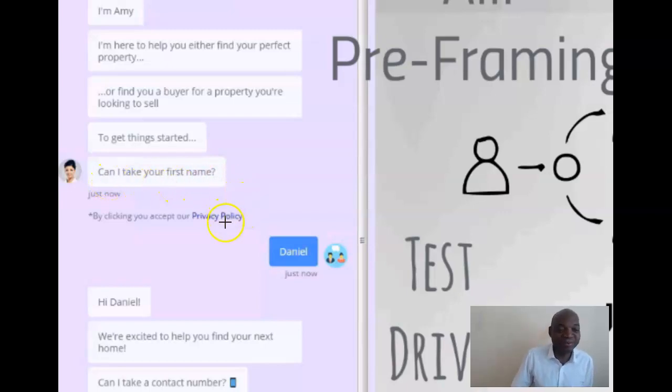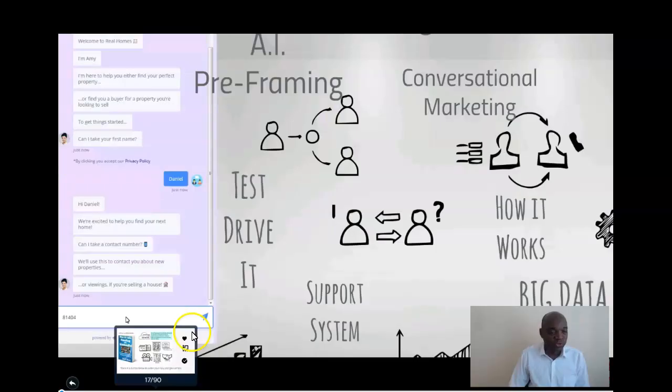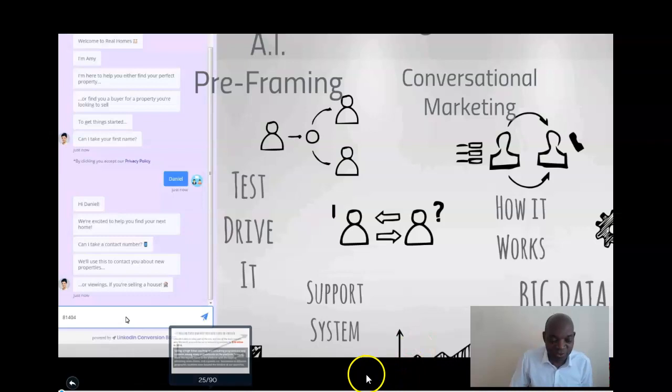"I am not a robot." So the person interacting, in this case myself, will give a name. Then the chatbot will go on. "Hi Daniel, we are excited to help you find your next home. Can I take your contact number?" And so on and so on until the bot is able to collect your email contact. So that is how the chatbot works, and I'm going to take you through the training step by step.